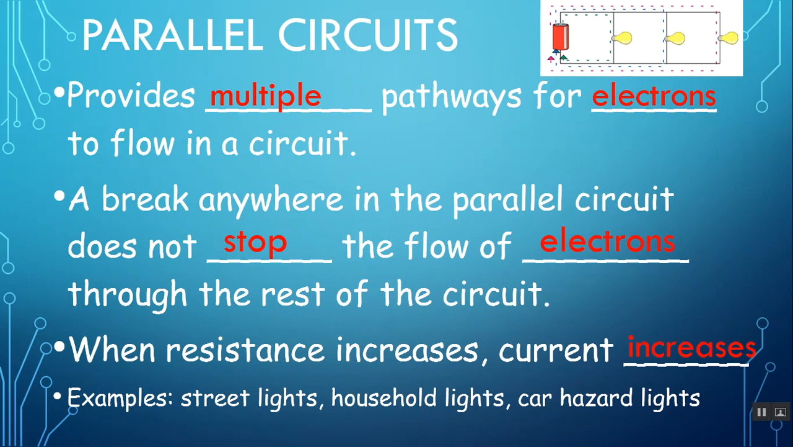All right, parallel circuits. Parallel circuits provide multiple pathways for electrons or electricity to flow. So remember when we built the parallel circuit, we said there has to be at least 2 lights because there has to be 2 pathways.